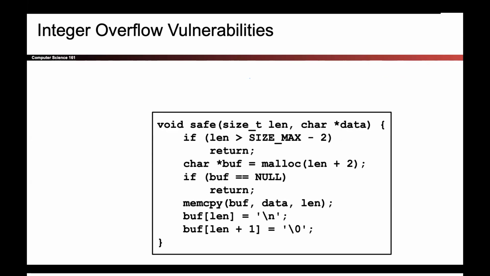You can use SIZE_MAX, which is the maximum value number that can be represented in this type. And if len is bigger than that minus 2, then there's going to be an overflow. So put in a check to make sure that that will not overflow. Put in a check that will cause this to just skip all the code if an overflow would happen. And as long as there's no overflow, this code is safe.